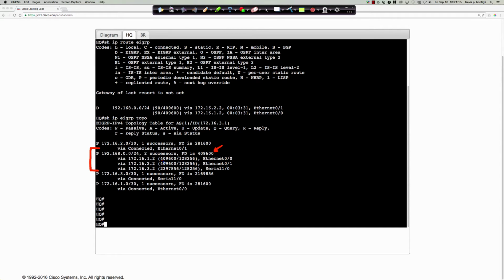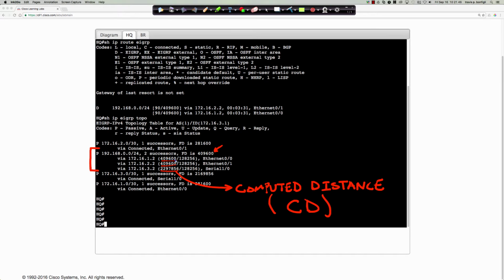Now, we also see that same value as the first value in the parenthesized values here. However, that is not the feasible distance. That is the computed distance. Right? And I told you that some of you gave me an odd look and were like, well, no, wait a second, that is still the feasible distance. But no, that is actually the computed distance.